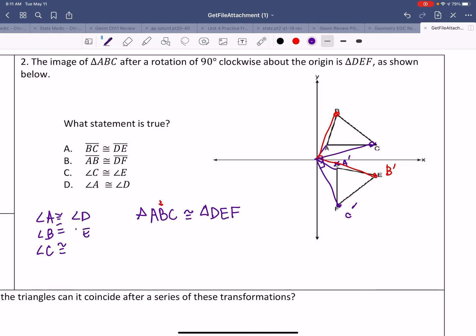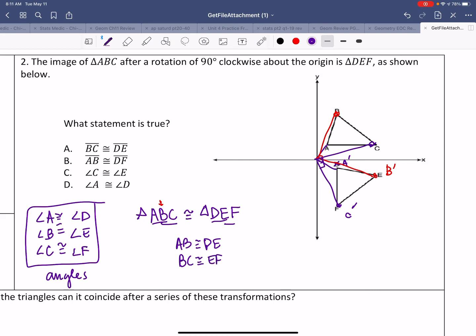ABC has to match DEF. And as far as sides, first and middle has to match first and middle. Middle last has to match middle last. First and last have to match first and last. So let's see which one is true. BC would match EF. AB would match DE. So BC would match EF. AB would match DE. C would match F, so no, angle F. And A would match D. Yay! So we found our answer there.